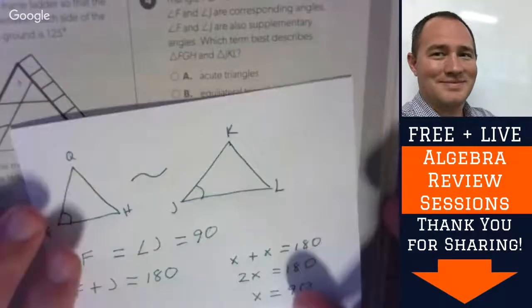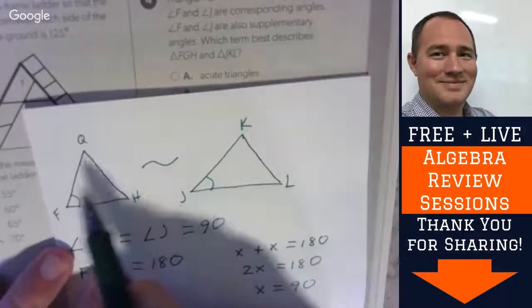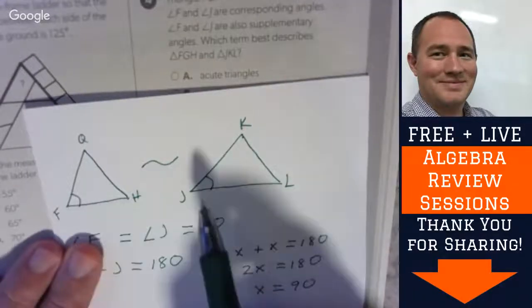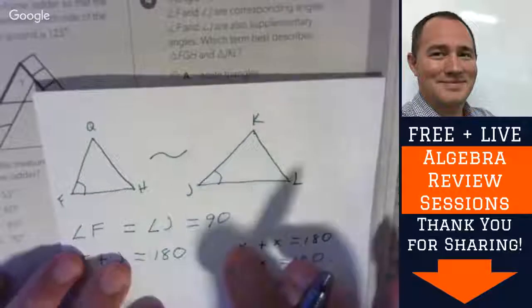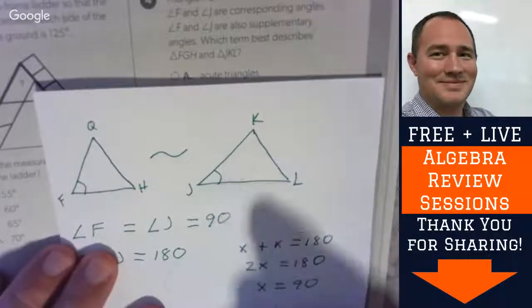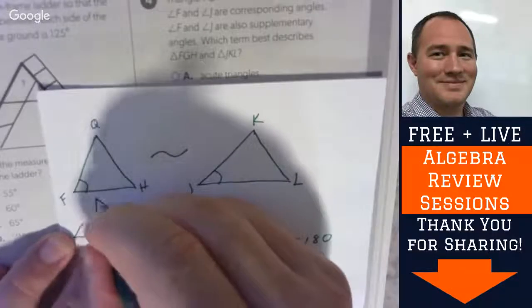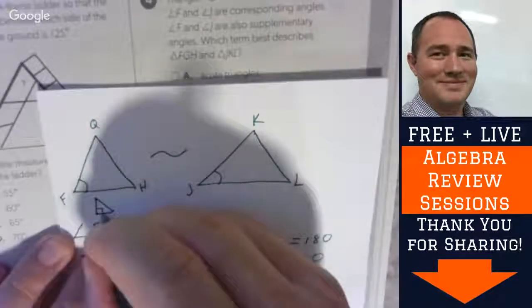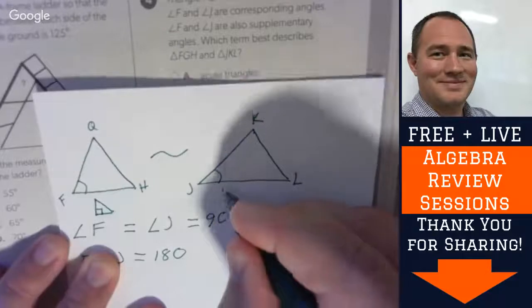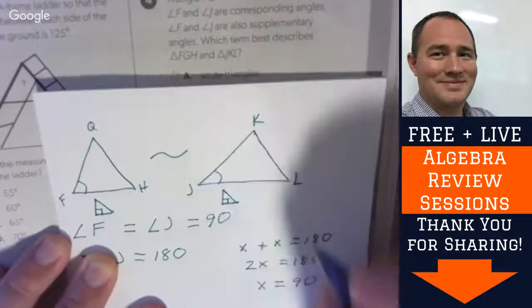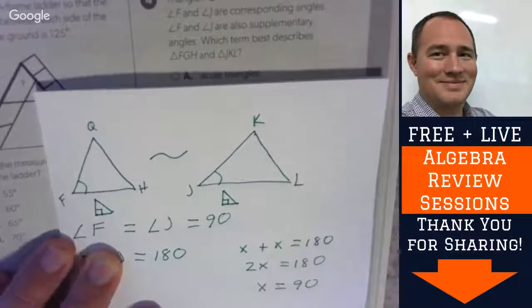So this is definitely not drawn to scale, right? Because if F and J are 90, well, that's a right angle. So a more accurate picture would be something like this, right? Where F is 90 degrees and J is 90 degrees, something like that.